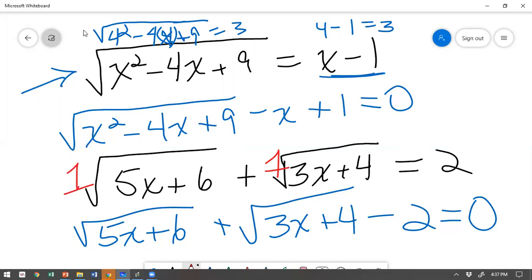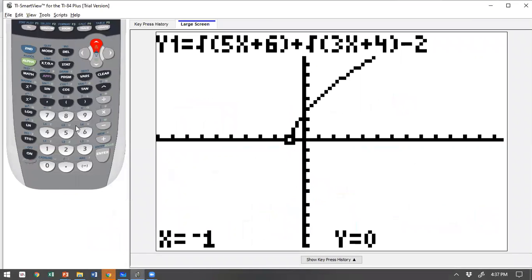The most important thing I wanted you to get out of this was working with the graphing calculator. We want to get everything over to one side and then plug that into the graphing calculator. Then just find out where the graph crosses the x-axis, and that'll tell you that y equals 0 there, and that's your answer.